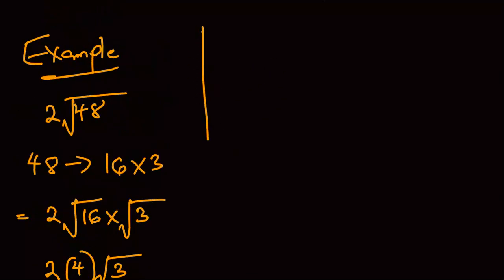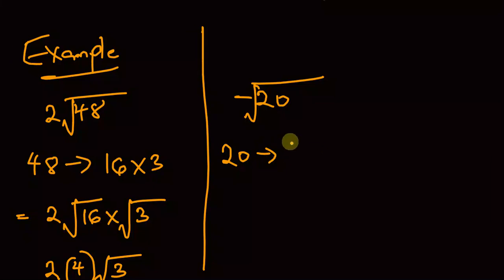Let's look at our second radical. Our second radical is negative root of 20. Again, we think which two numbers when you multiply will get the number inside the root. To get 20, we can have 5 times 4, or 4 times 5. We get 20. Then we replace everything.